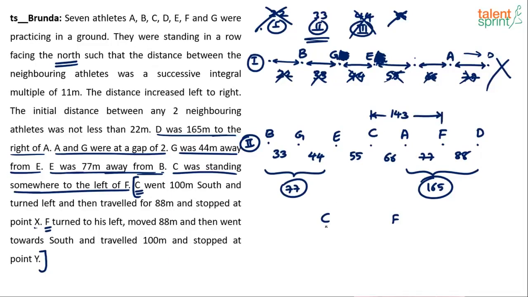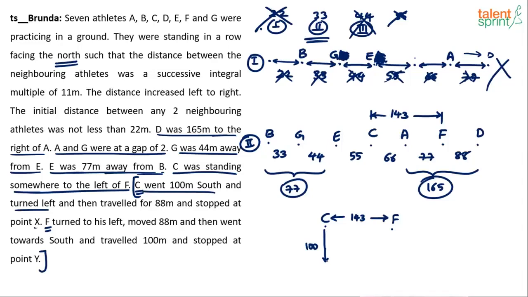Yes or no? So let's start with that. We know that the distance between C and F is 143. Now do as he has asked us to do in the question. C went 100 meters south and turned left.